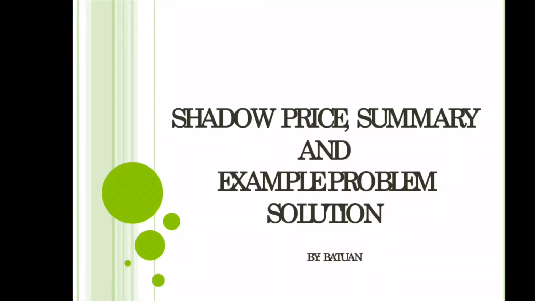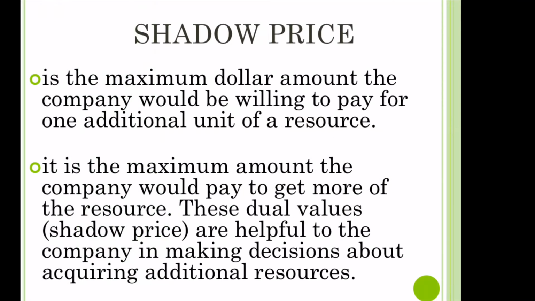I will discuss shadow price, the summary of chapter 3, and an example problem solution. Shadow price. What is shadow price? Shadow price is the maximum dollar amount the company would be willing to pay for one additional unit of a resource. It is the maximum amount the company would pay to get more of the resource. These dual values or shadow prices are helpful to the company in making decisions about acquiring additional resources.